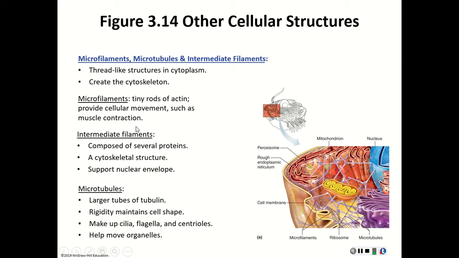We have intermediate filaments, and those are your cytoskeletal structures that we see here. They also support the nuclear envelope, which is right here. Microtubules are made out of a protein known as tubulin, and these make up your cilia, flagella, and centrioles. If you're not sure what those are, we'll talk about them, I think, in the next slide or two.